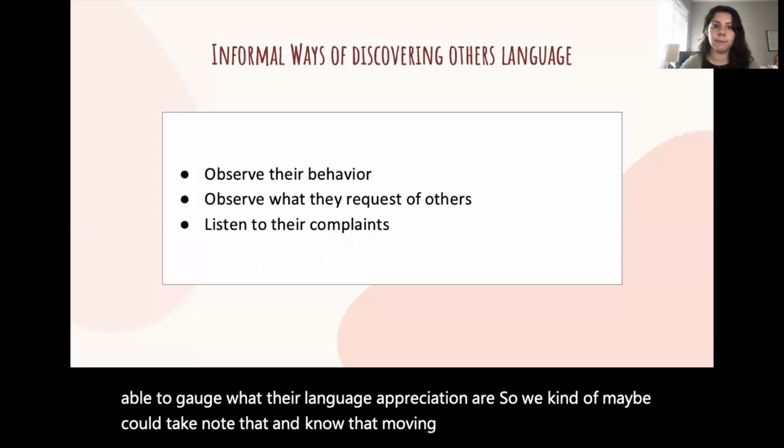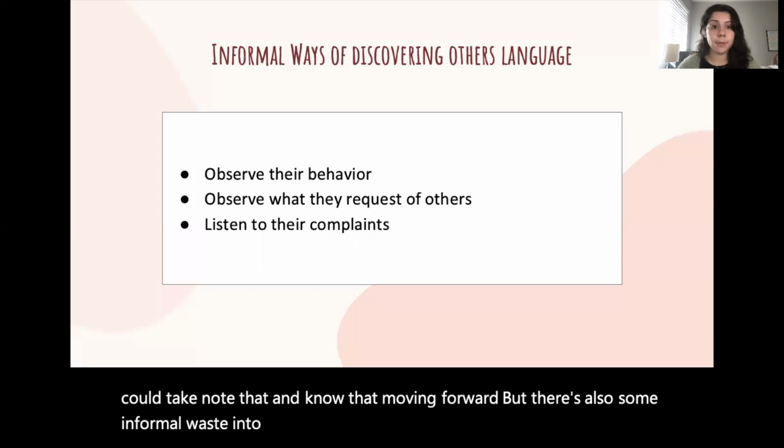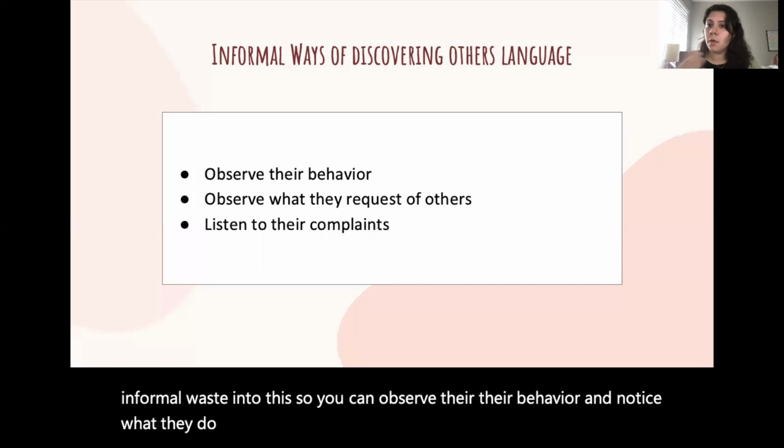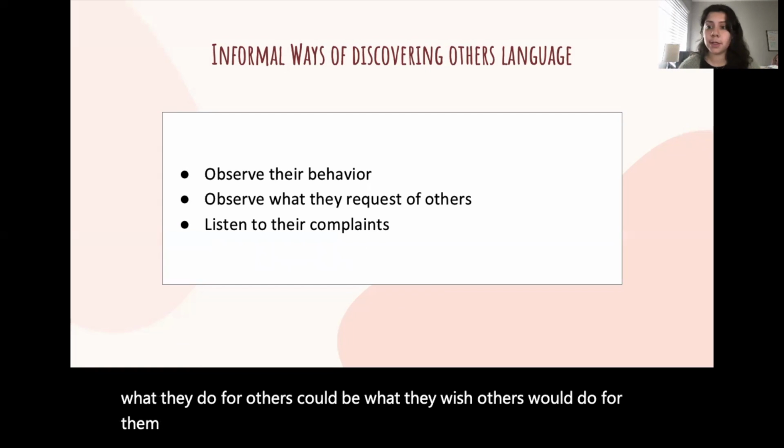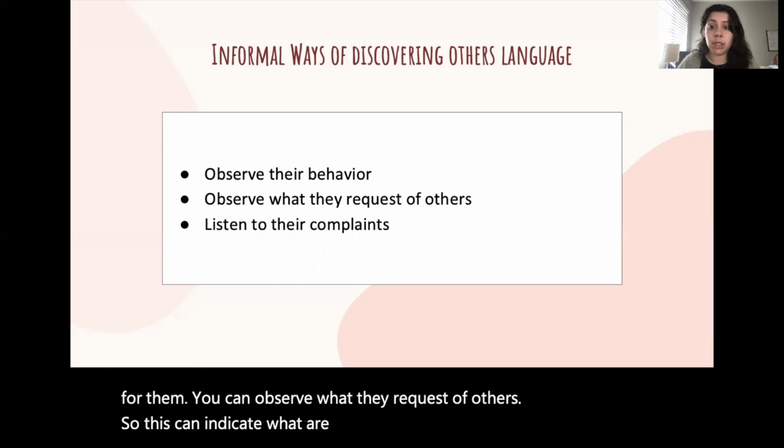But there are also some informal ways to do this. You can observe their behavior and notice what they do for others, which could be what they wish others would do for them. You can observe what they request of others. This can indicate what their primary appreciation language is.